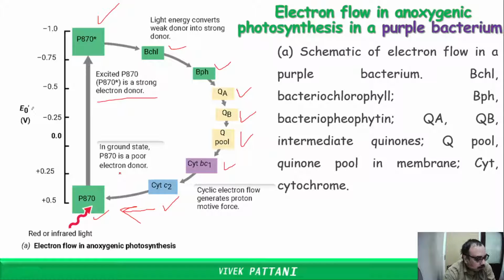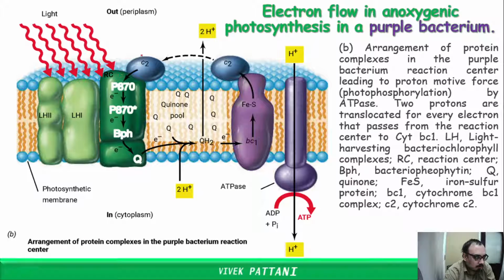And in order to fill up any gap of electrons, the electrons may be transferred from hydrogen sulfide or sulfur or thiosulfate in the case of purple sulfur bacteria. Even sometimes malate or succinate or hydrogen may also transfer the electrons.